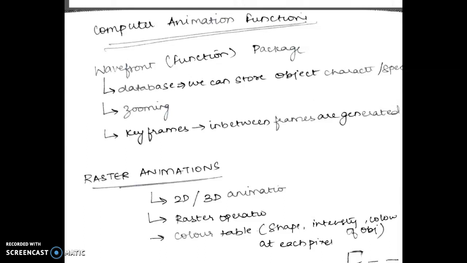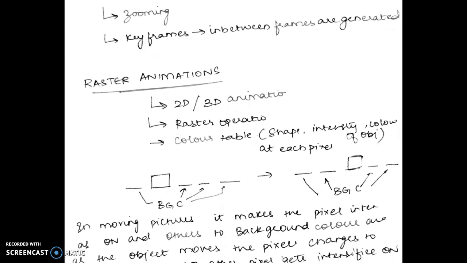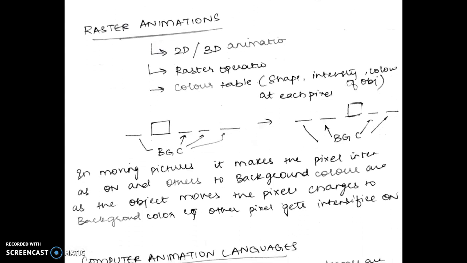Okay, the next one is raster animation. The advantage of raster animation is that it can be used for 2D and 3D animation also. It uses raster scan display and raster operation. It has a color table which specifies shape, intensity, color of the object at each pixel.